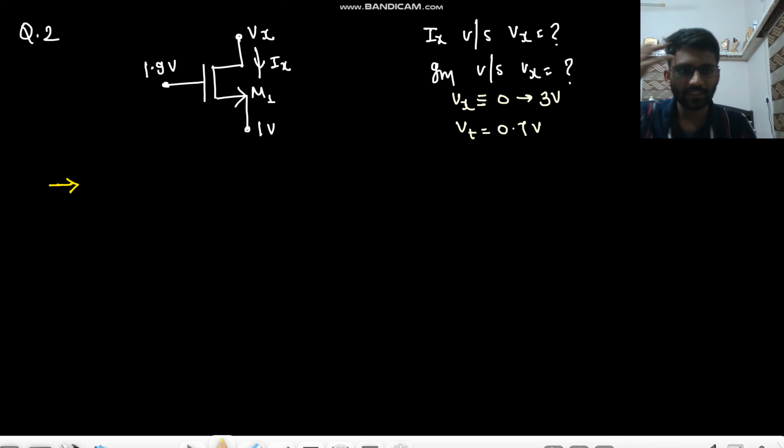Hello everyone. Now we will see this question where you have to plot Ix versus Vx and GM versus Vx. Your Vx is varying from 0 to 3 volt, and Vt is 0.7 volt. The conditions are same. The question is same. Just the circuit is different.